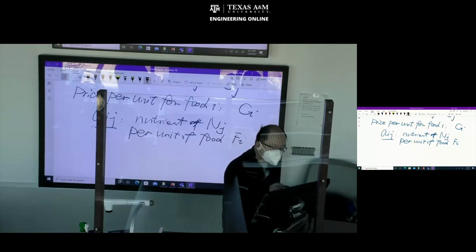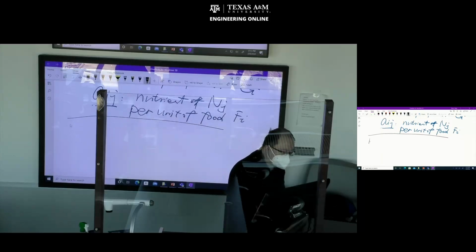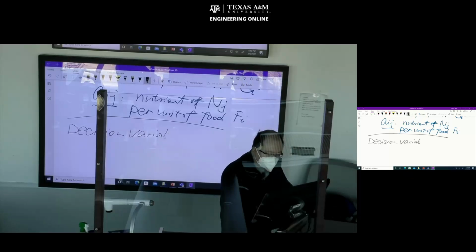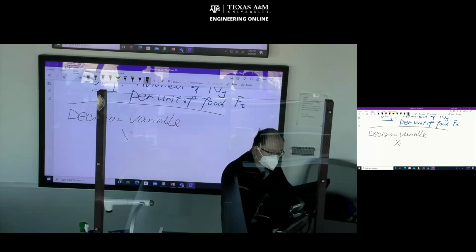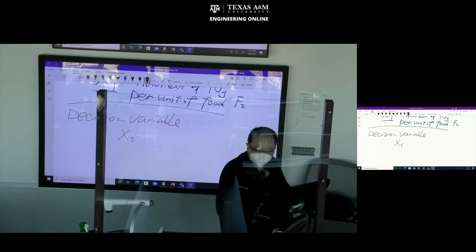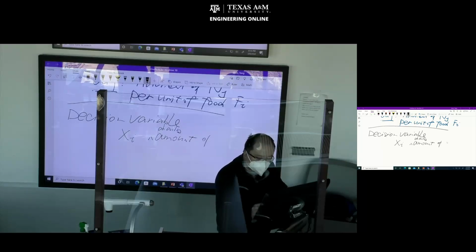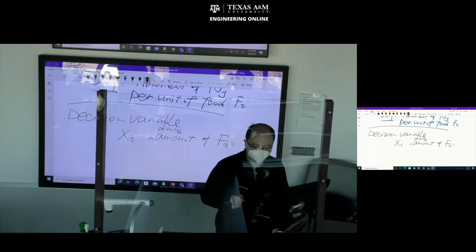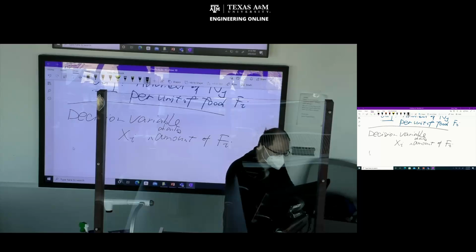So let's start with the formulation. The decision variable, as Ryan said, is X, what? Let's start with Xi, right? So the daily amount of Fi. Is that right? So that's our decision variable. Okay, so what's the objective function?